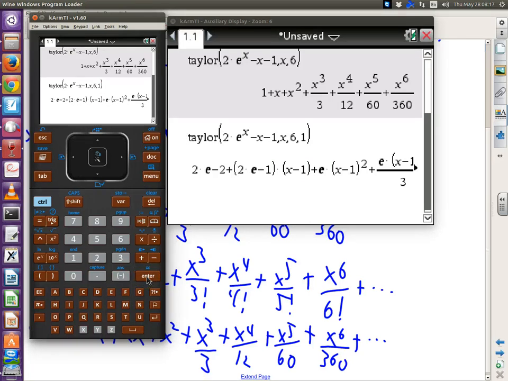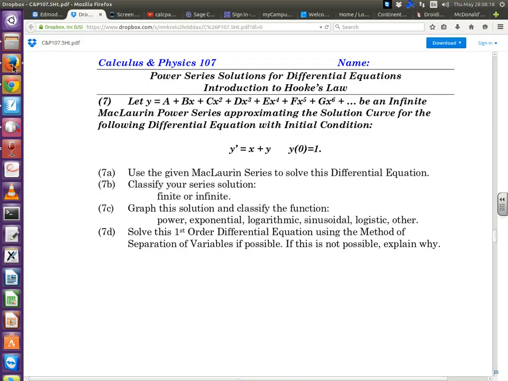So you can get Taylor. If you don't want Maclaurin, leave this blank, or put 0. If you want Taylor, put in where you're expanding, near 1, near 10, near 100, whatever it is. Okay, so that's nice. I like it. All right, so that was 7.